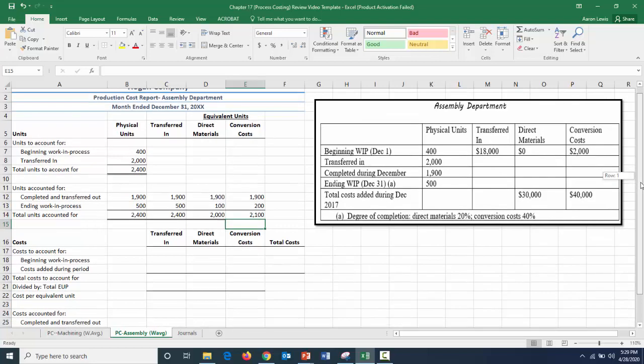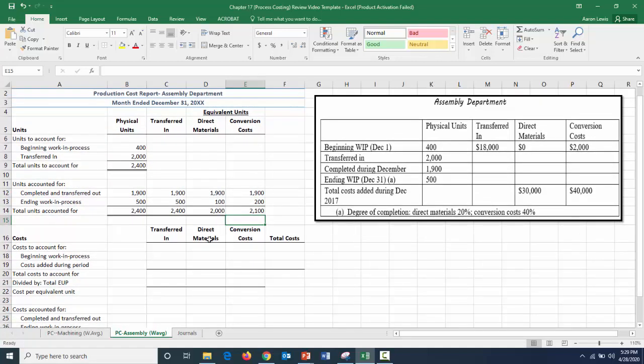Now we can move down to our costs to account for. So what we have here is in beginning WIP. How much was the cost of units which were transferred in from beginning WIP? Given in our information, it was 18,000. And then for direct materials, it was 0. And for conversion costs, it was 2,000.